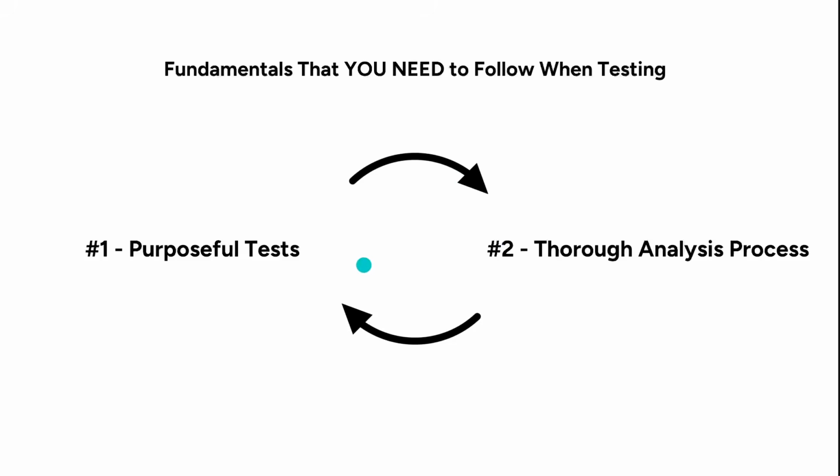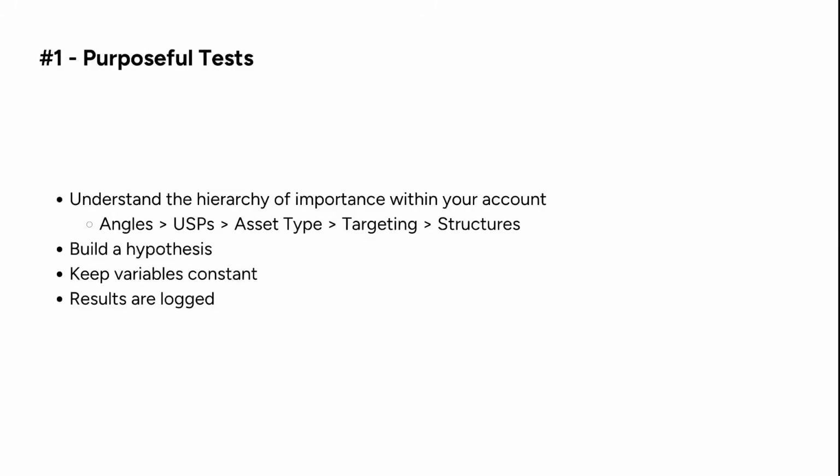And that's why it ends up looking like a cycle of new tests that are run, where an analysis process is undergone, which then indicates what the next test should be. Now, let's define these terms in a little bit more detail. What is a purposeful test? Firstly, you need to understand the hierarchy of importance within your account. Are angles more important than value propositions? Are asset types more important than targeting? Is structure more important than all of this?